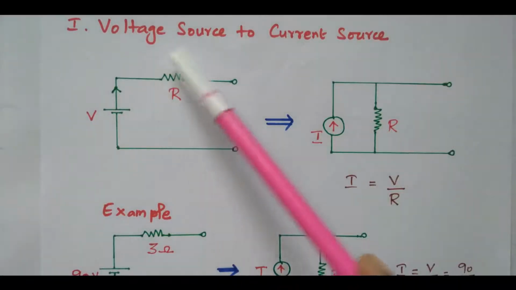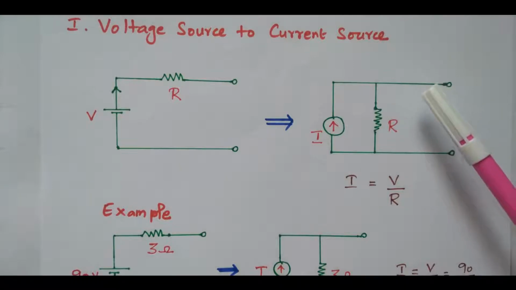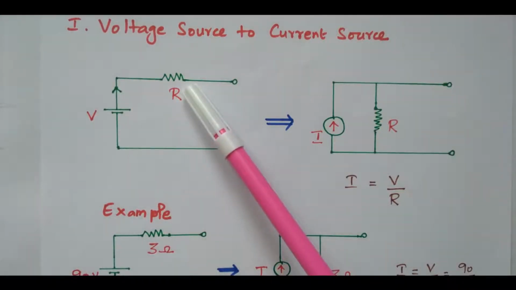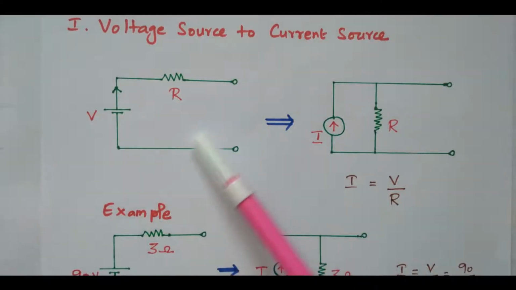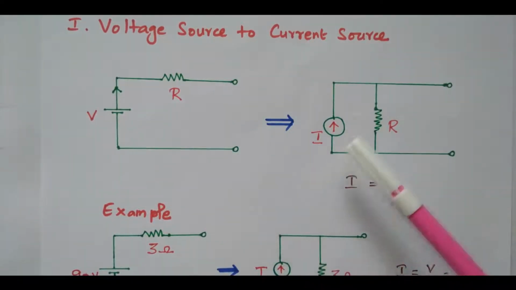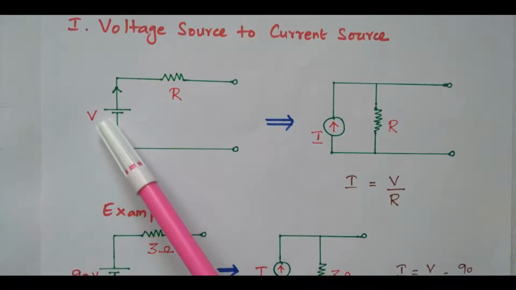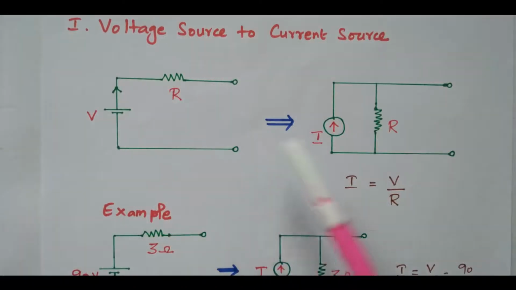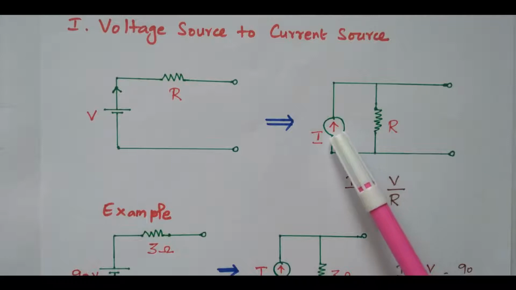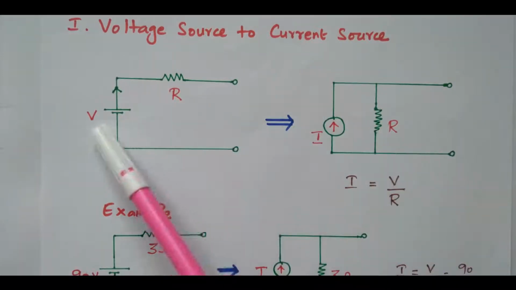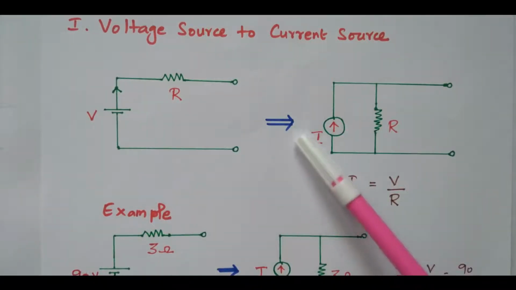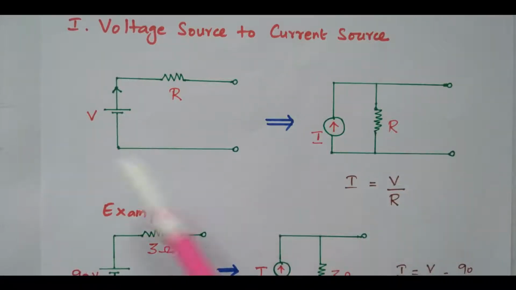First, we'll see the voltage source to current source. So the voltage source in series with the internal resistor is connected. This is called a practical voltage source. How will you convert into current source? Current source means the internal resistor is connected in parallel. So voltage source in series with the resistor can be transformed into current source in parallel with the resistor. So this R is equal for both the cases, for voltage source as well as current source. Then how will you find the current I? I equal to V by R. V and R are available. From that we can calculate the current. Current I equal to V divided by R.